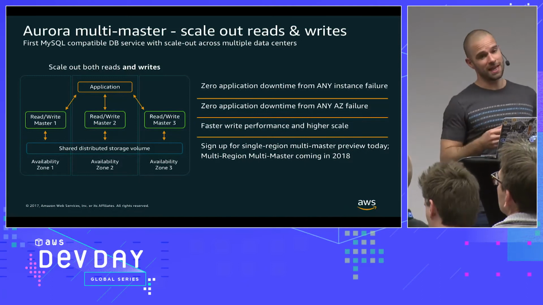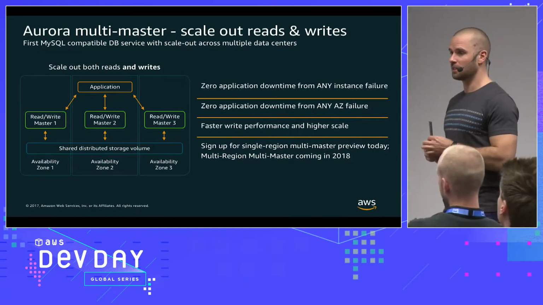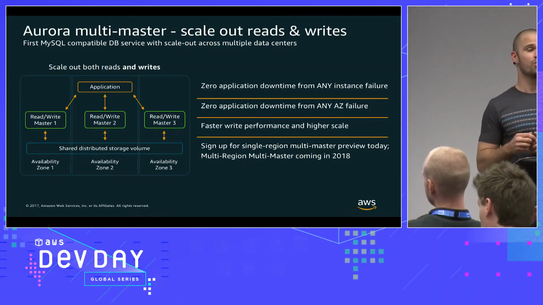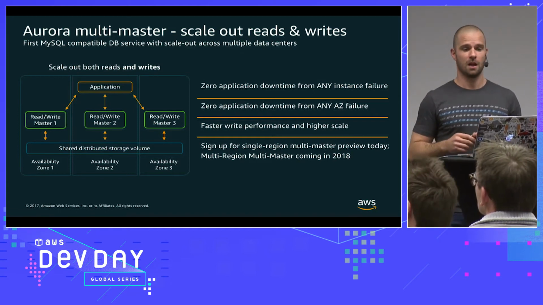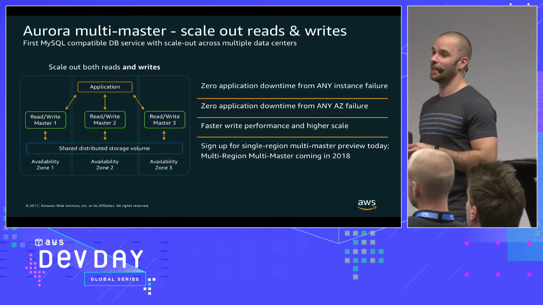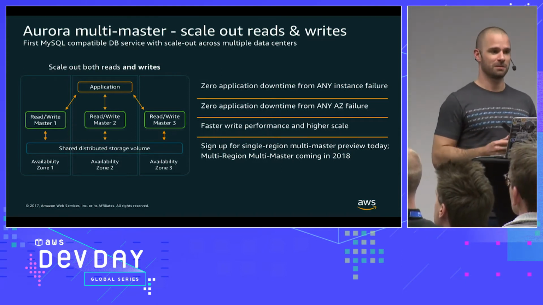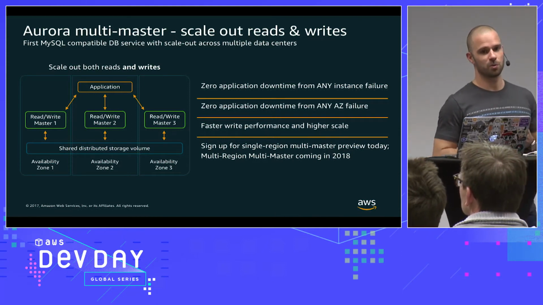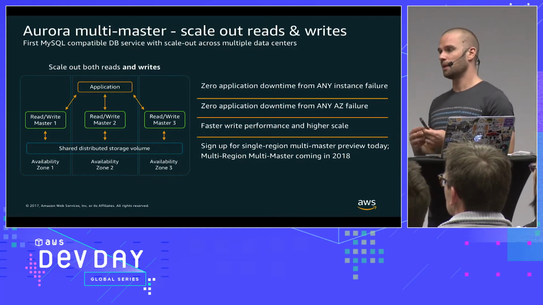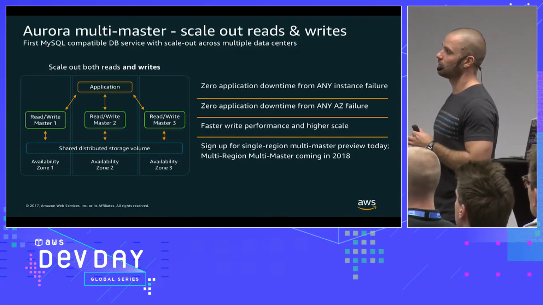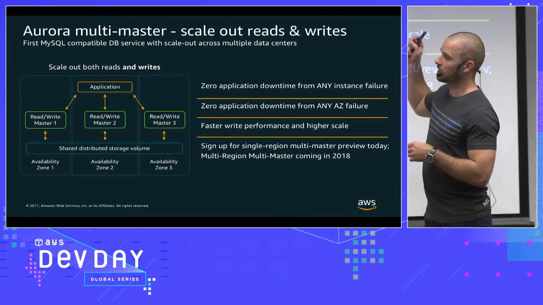Something we just announced at re:Invent this year is a regional multi-master Aurora. And later in 2018, a multi-region multi-master, which will support multi-master across multiple regions. So it's going to be very, very interesting. And this is something that we support.